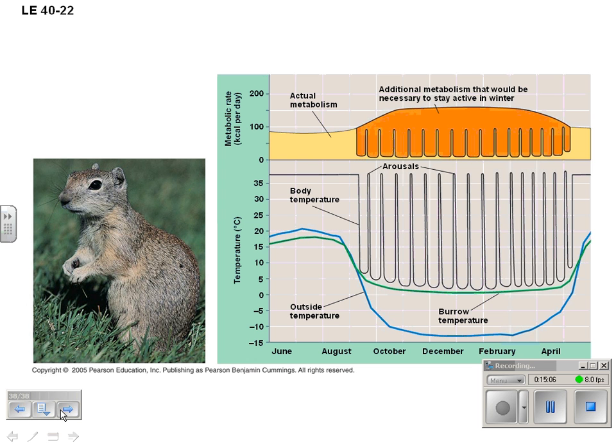Here's this type of ground squirrel. As the outside air temperature goes down, this graph shows its actual metabolism, how much energy it's spending. Because the temperature gets so cold, the ground squirrel goes down in its burrow for 6 months of the year, October through April. It has periodic arousals, comes outside, checks what's going on. But notice all the metabolism that would be necessary to stay alive in the winter. Because it goes into torpor, where it burrows down and just sleeps all winter with very little going on, if you think about the sum of the chemical reactions that happen in that organism, it can live much longer this way.